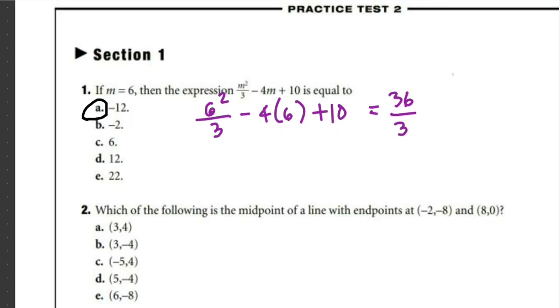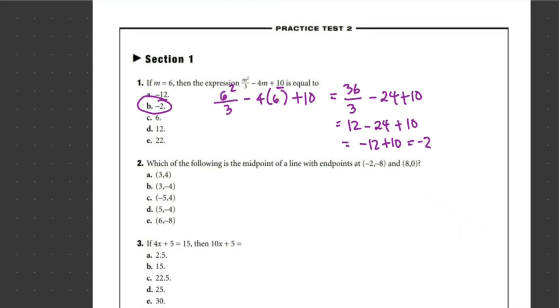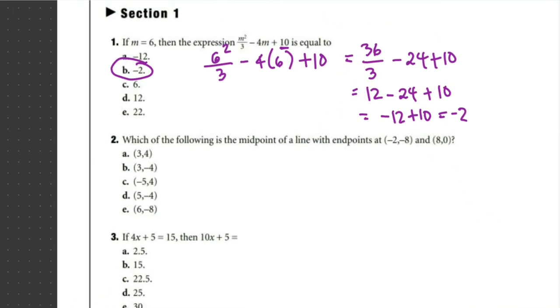Where did you get negative 12? 36 over 3 minus 24 plus 10. This is 12 minus 24 plus 10. So it's negative 12 plus 10. Yeah, you didn't see it. It's here. So it's negative 2. Letter B. This one. Okay. Yeah, be careful with that.